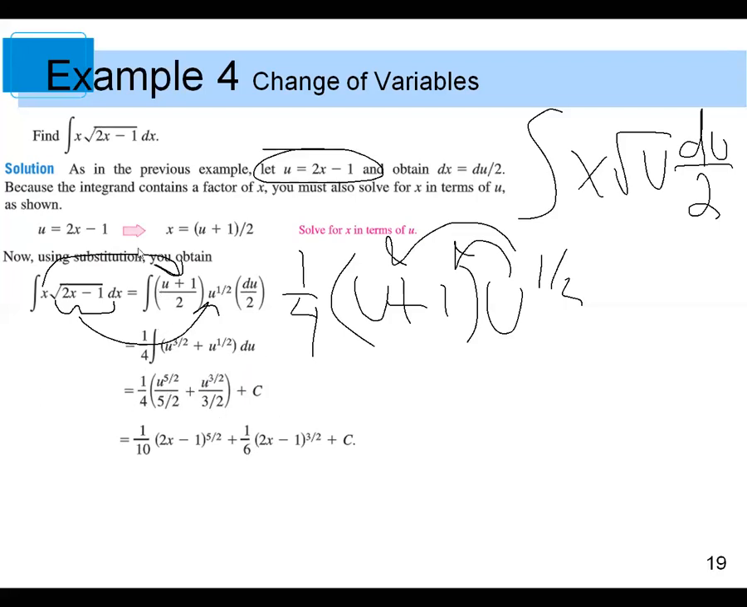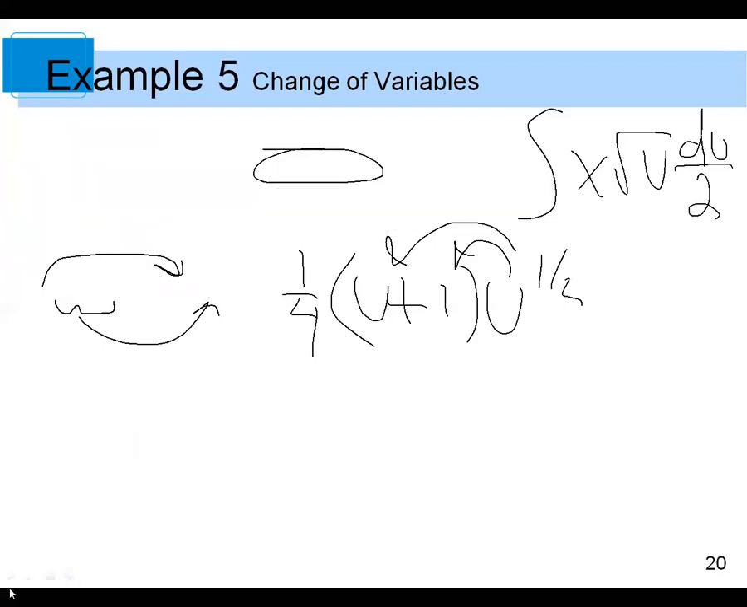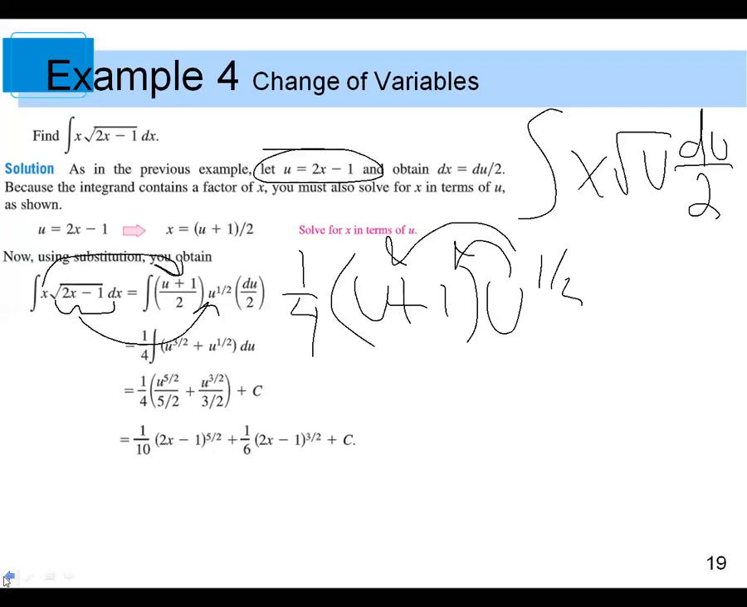And then substitute the u equals 2x plus 1, put the 2x plus 1 back in, or 2x minus 1 rather, back in for the u in each factor. And this is actually the answer to the problem, okay? All right, let's do another one.